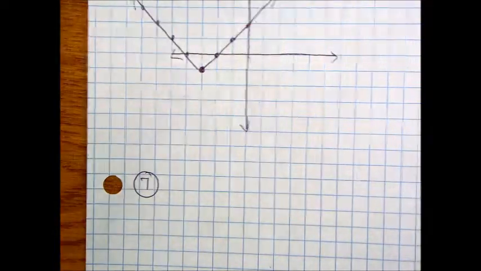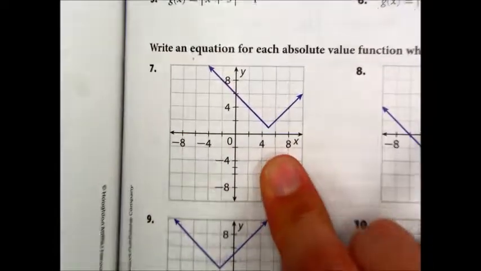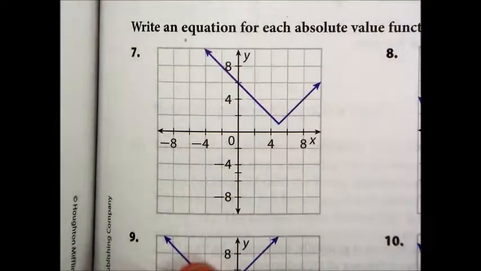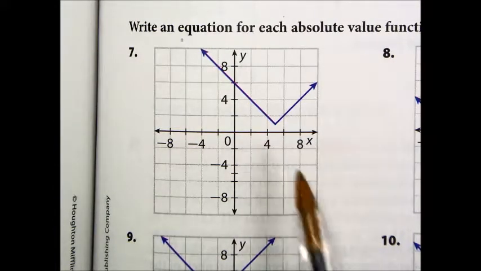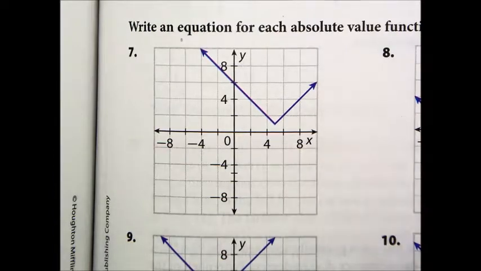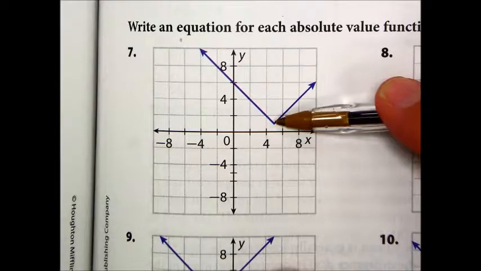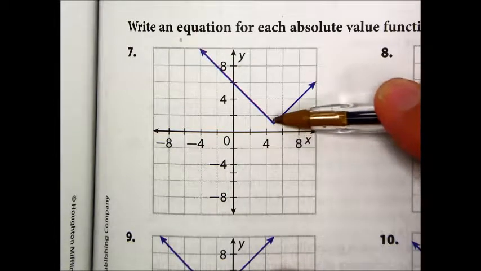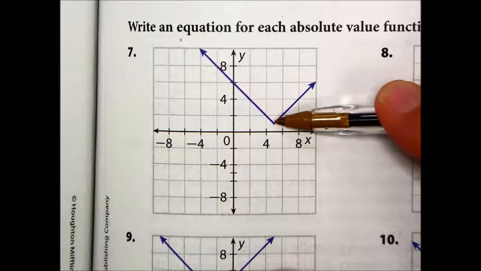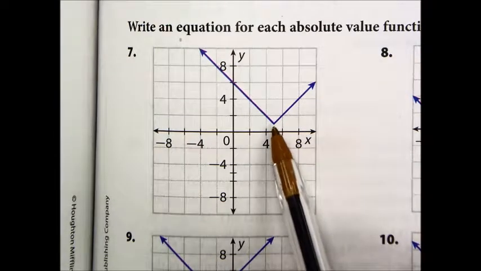For number 7, they say you should write an equation for this. It's like what I just showed you in reverse. The key is doing the vertex. I hate that they counted by 2s on all of these graphs, but they did, so we've got to live with it. If the vertex is floating in the middle of that square, this is at 5, 1. Is that agreed? That vertex point is at 5, 1, because the grid is counting by 2s. So the vertex is at 5, 1.